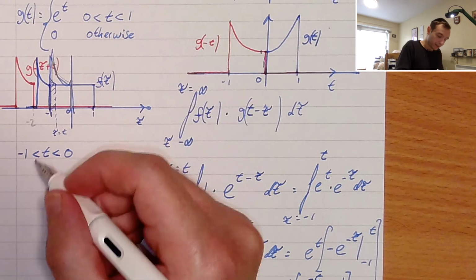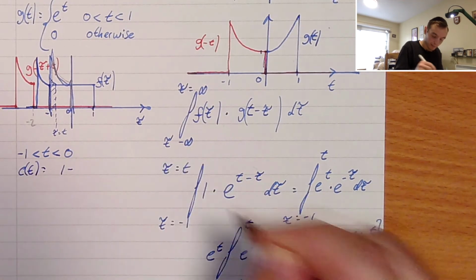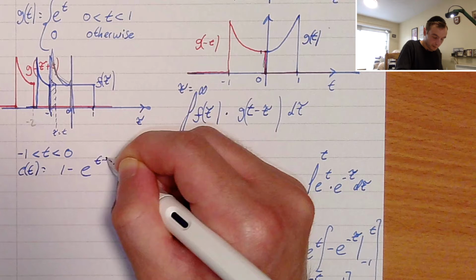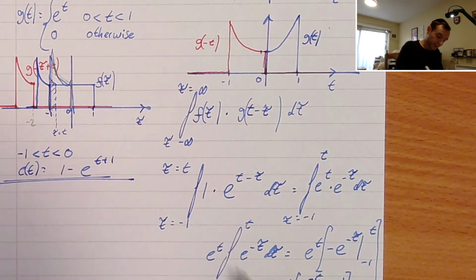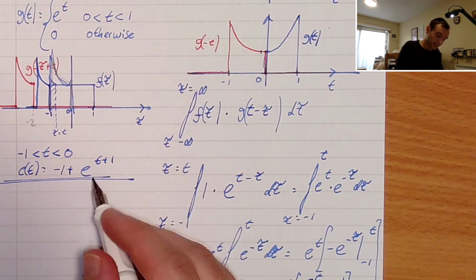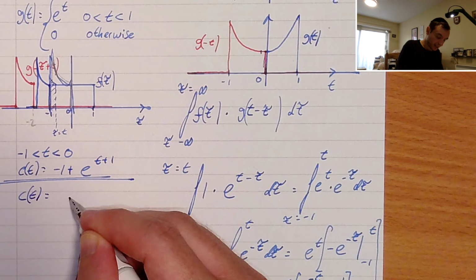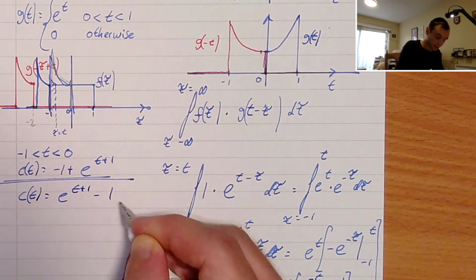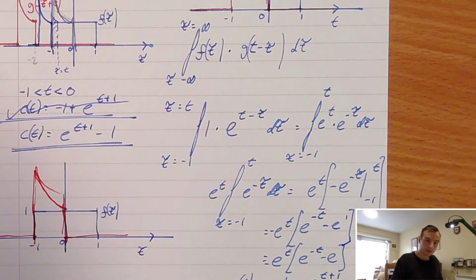So we now know that between minus 1 and 0, the convolution function is going to be 1 minus e to the t plus 1. Sorry, that should be a minus. So it's actually going to be e to the t plus 1 because I left out a minus over here. So it's going to be c of t equals e to the t plus 1 minus 1. Not that one, sorry.